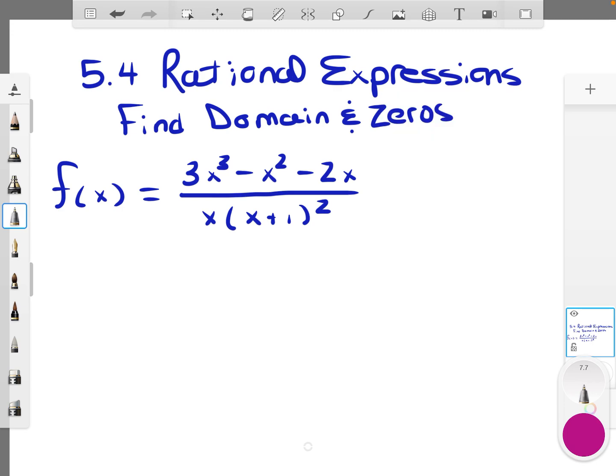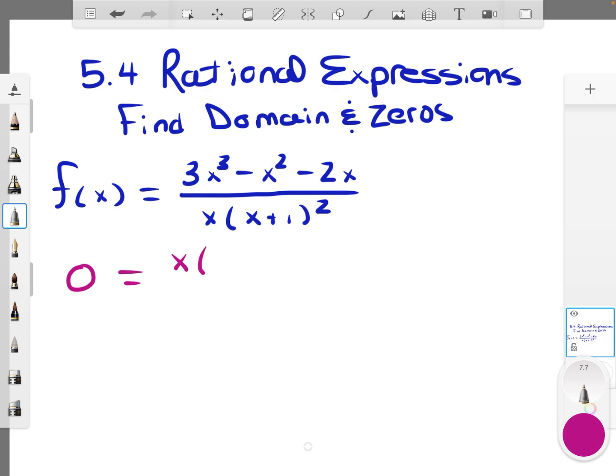Today I'm going to go over rational expressions from the Algebra 2 textbook, section 5.4, focusing on finding domain and zeros. So given this function, we're going to start by factoring the numerator and the denominator. In this case, the denominator is technically done for us. I'm also going to set my function equal to 0.